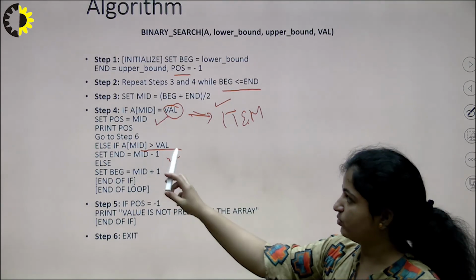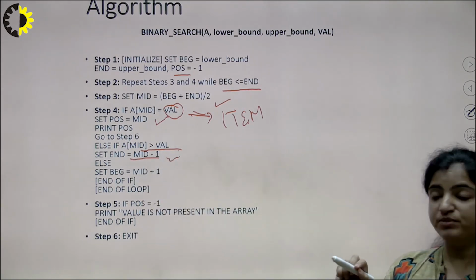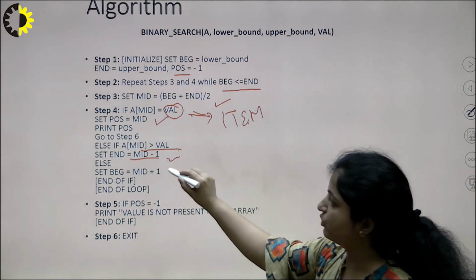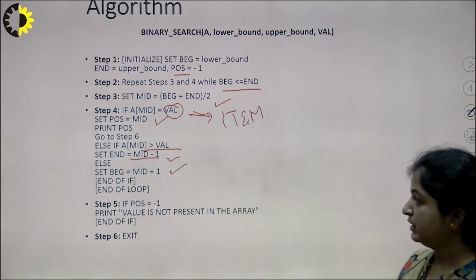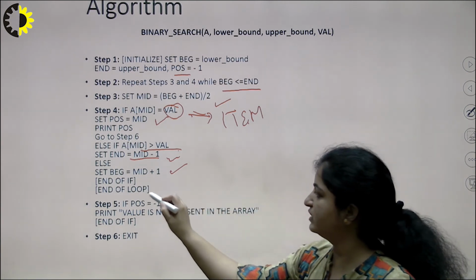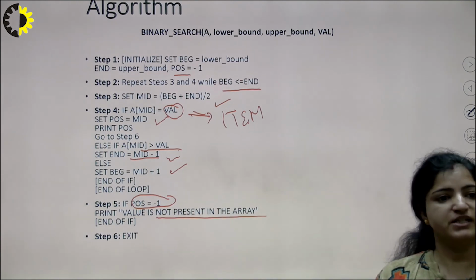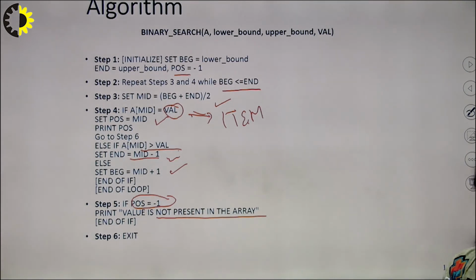So if the element is smaller, then we have to update the end variable. If the element to be searched is greater, then we have to update the beginning variable. And otherwise, if we don't find the value and the position value is still equal to minus 1, we can say that the element is not present in the array, and finally we can exit.